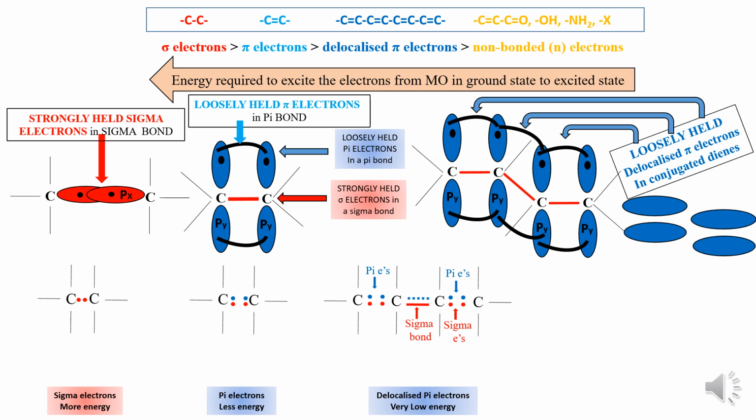and due to the formation of delocalized pi molecular orbitals, you come across delocalization of pi electrons in conjugated dienes. As an outcome of delocalization of pi electrons, you see there is mobility or movement of pi electrons, and these pi electrons are therefore loosely held. So compared to the pi electrons, the delocalized pi electrons in a conjugated system are very loosely held, and they can be easily excited, and it requires very little energy.